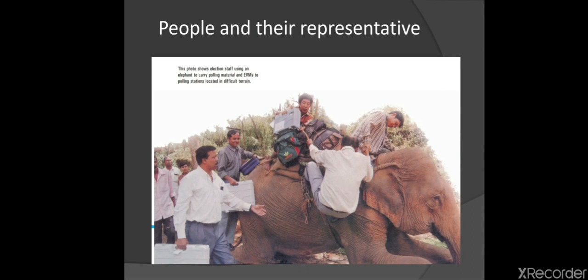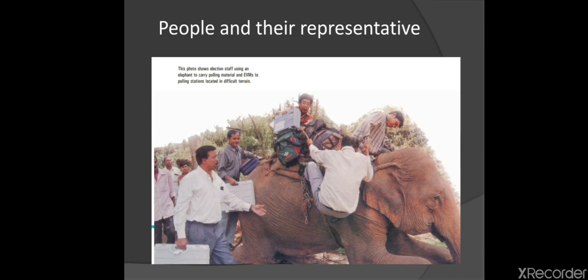This photo shows election staff using an elephant to carry polling material and EVMs, I hope you know, electronic voting machines, to polling stations located in difficult terrain. So this is a tedious process. It is not an easy process to go to the areas where no conveyance is there, no transport is there, but elections have to take place there also. So they use whatever medium they can use, and here you can see they are using the elephant to go to the difficult terrain areas.